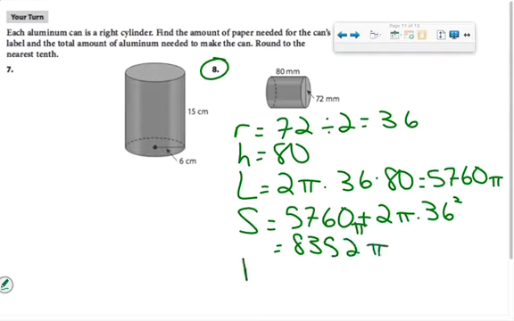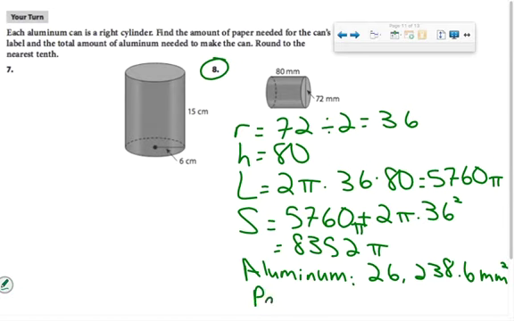So the aluminum needed is that total surface area, so 8,352 times pi, which is 26,238.6 square millimeters, and the amount of paper needed is my lateral area, 5760 times pi, which is 18,095.6 square millimeters.